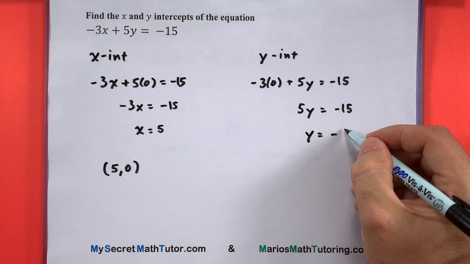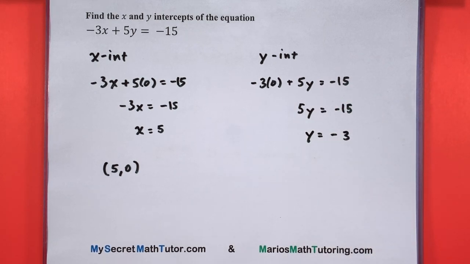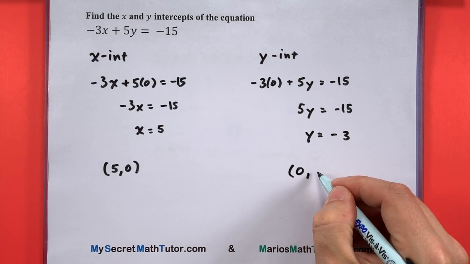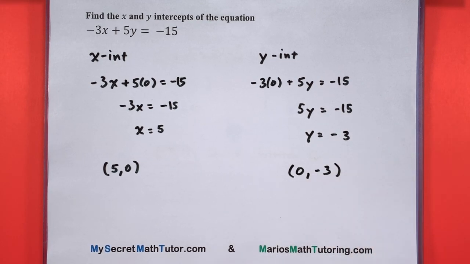So this will give me a negative 3. All right, so now we can write this out as a point. So when x is 0, y is negative 3. Nice.